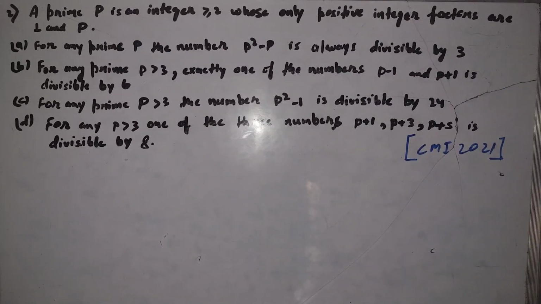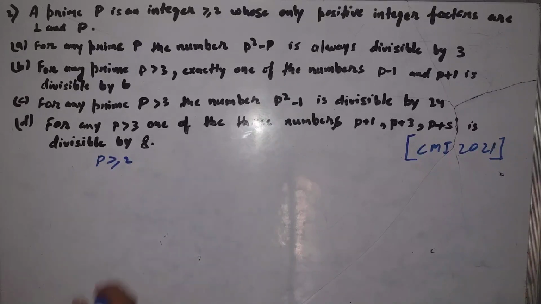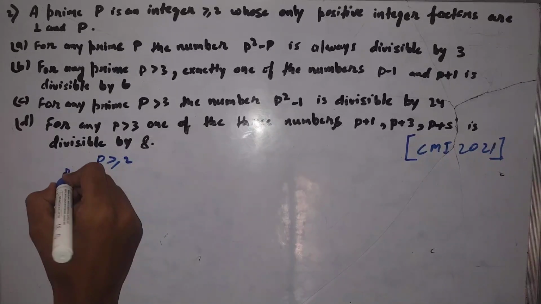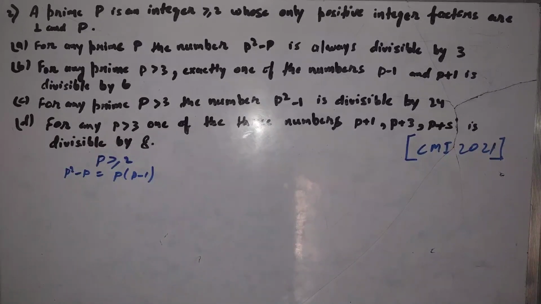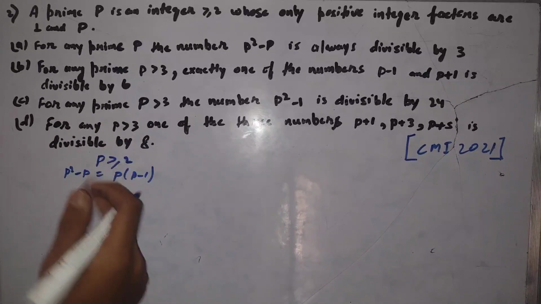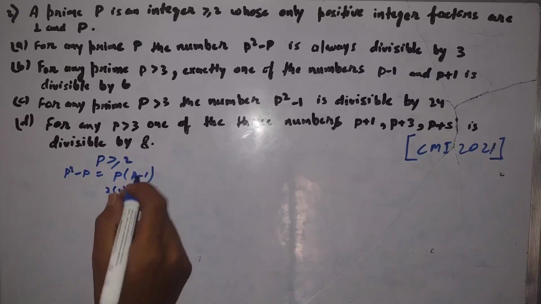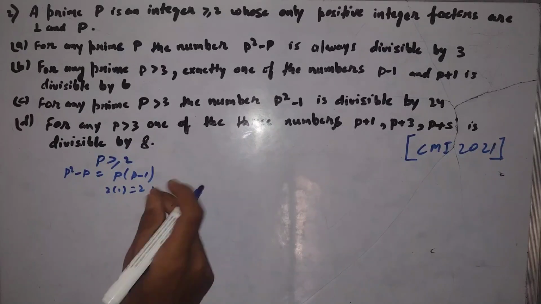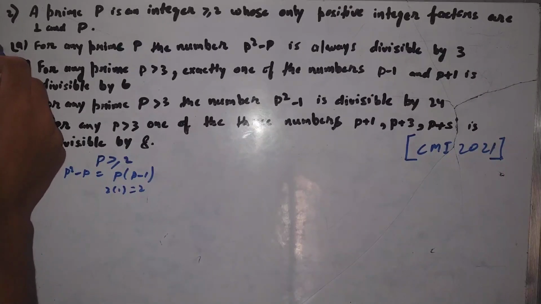Okay, so let's talk about statement A. It says that for any prime p, the number p square minus p is always divisible by 3. So let's talk about that. Given that p is greater than or equal to 2, p square minus p is actually equal to p into p minus 1. If you put 2 here, because p is greater than or equal to 2, this is 2 into 1, that is 2, and certainly this is not divisible by 3. So when the statement said that it is always divisible by 3, statement A is a false statement.